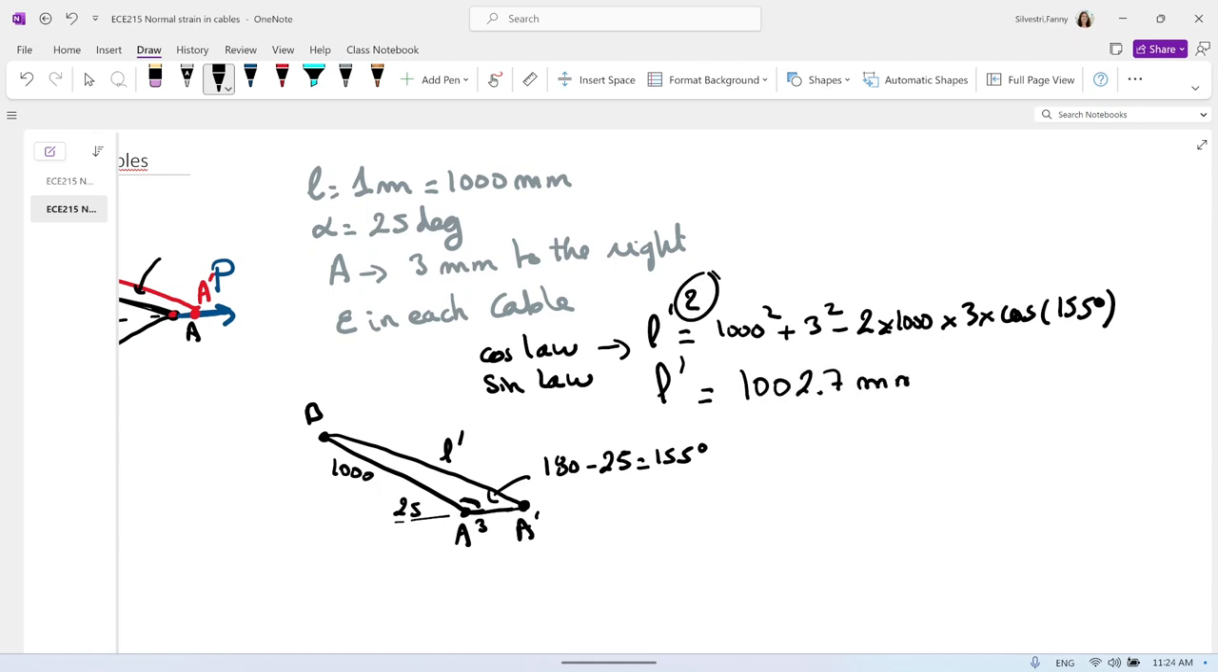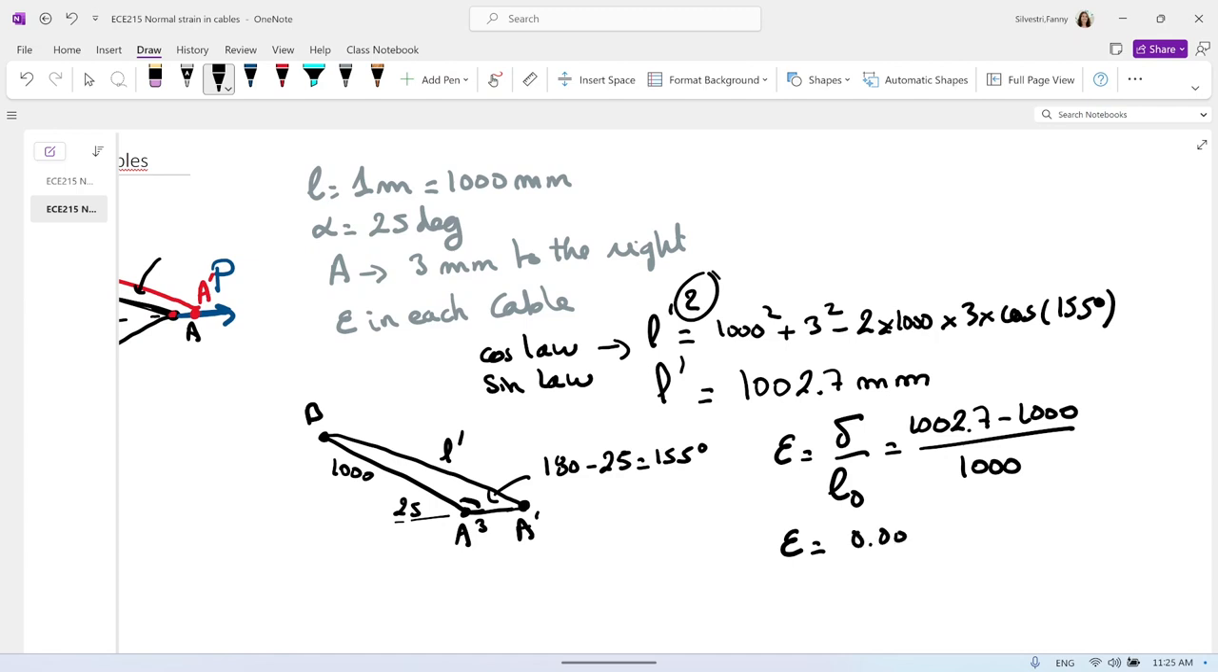2.7 millimeters. So now that we have the new dimension of the cable, don't forget that for the strain, what we need is a difference, a delta. So we have epsilon equal delta divided by L naught. So that will be 1000.27 minus 1000, divided by 1000, the original length. So epsilon equal, that's very easy, 0.0027 or 0.27%. So that would be your strain in each cable.